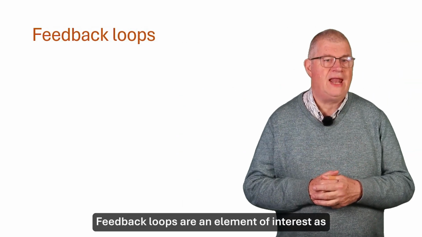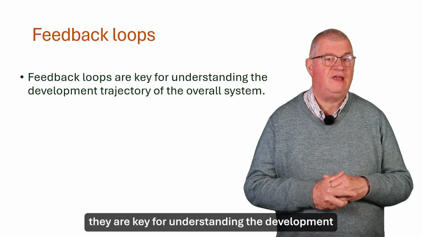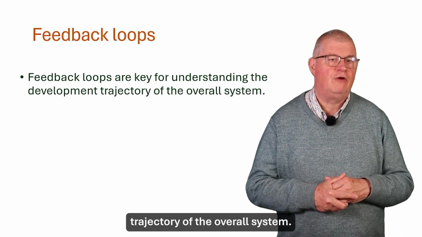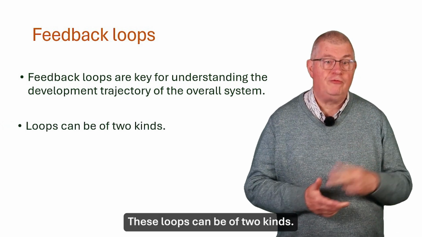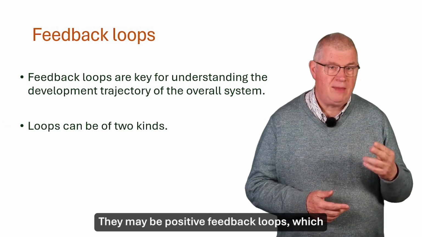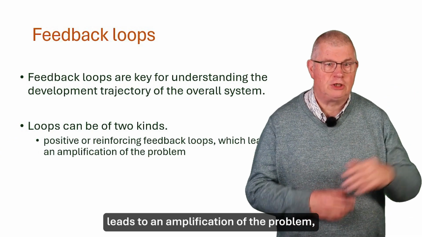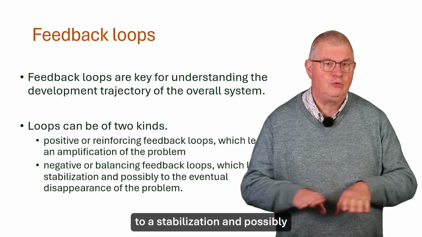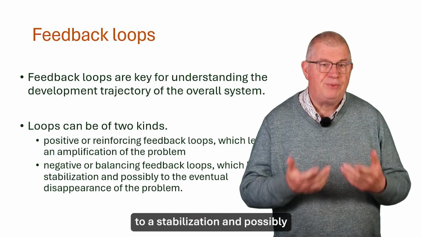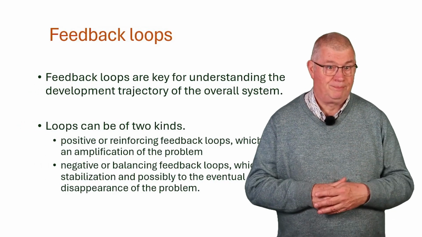In systems approaches, feedback loops are an element of interest, as they are key for understanding the development trajectory of the overall system. These loops can be of two kinds. They may be positive feedback loops, which lead to an amplification of the problem, or negative feedback loops, which lead to a stabilization and possibly to the eventual disappearing of the problem.